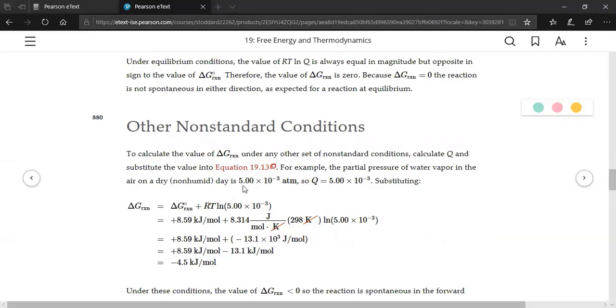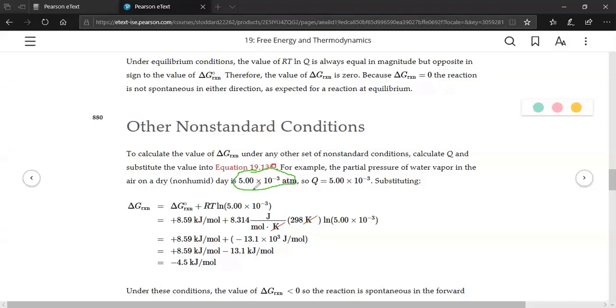So here they're saying if the humidity is low, let's say it's this value here. Still at room temperature, still at the same temperature as they had in the previous problem. But now, if your humidity is low, that means the air is not saturated with water vapor. There's not an equilibrium established between the water vapor and the air. So you're not at standard conditions.